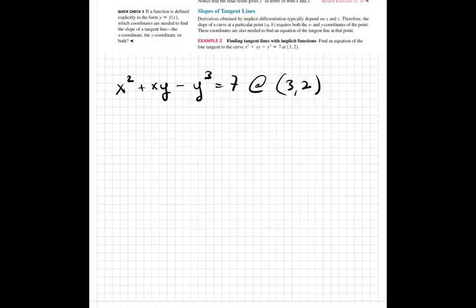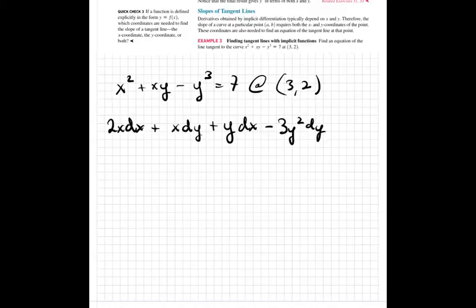So let's find our dy by dx. The derivative of x squared is going to be 2x dx. X times y, we have to use the product rule there. So the first times the derivative of the second plus the second times the derivative of the first. That's it. We're done. And then the next one, the derivative of y cubed is going to be 3y squared dy. The derivative of a constant is 0.